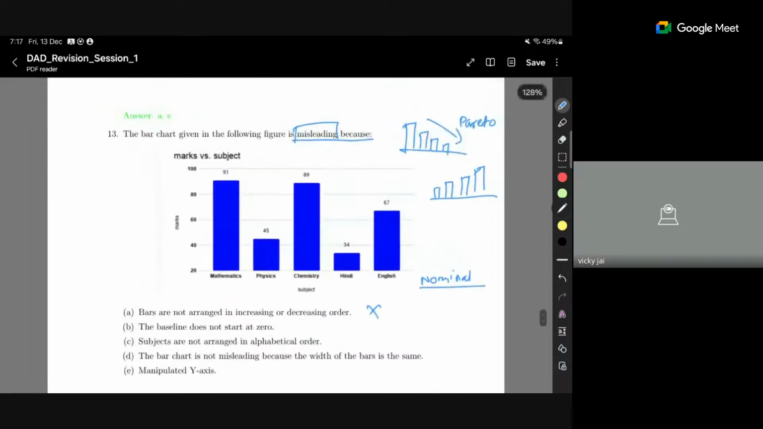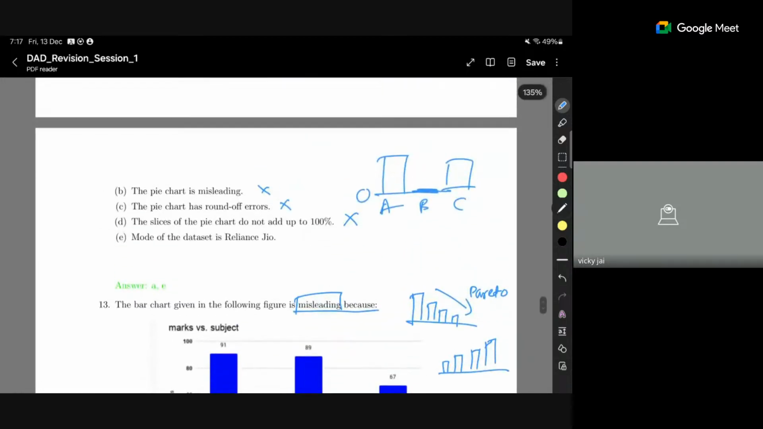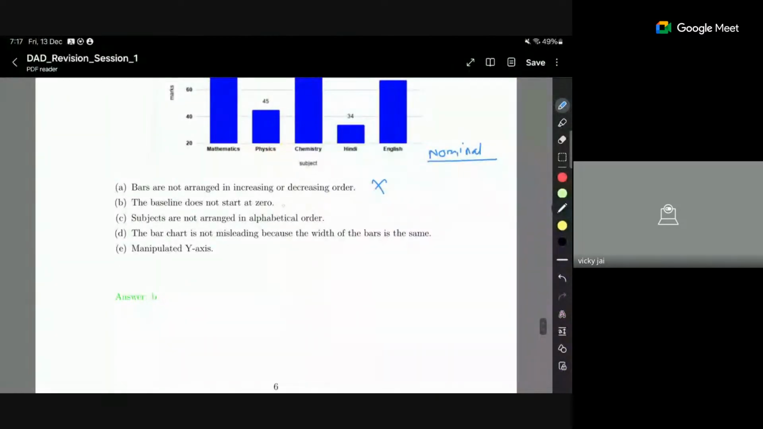And this is what we are seeing here. So if you can see, 34 and 45 are not that far away, or are they? But they're looking more far here, right? I mean, you can see here that a baseline of 0 is a very important case. So baseline 0 is the reason that this is misleading. What other could be? Subjects are not arranged in alphabetical order. That is not required. There's no order in subjects, so that is not required.